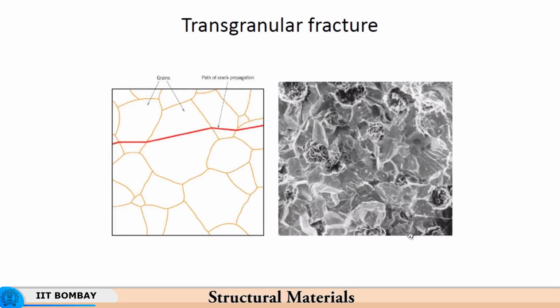In contrast, you see the transgranular fracture over here. So, you have fracture running through many grains. So, you have a number of grains through which the fracture is running, and before separation there is a substantial amount of ductility that is found over here.